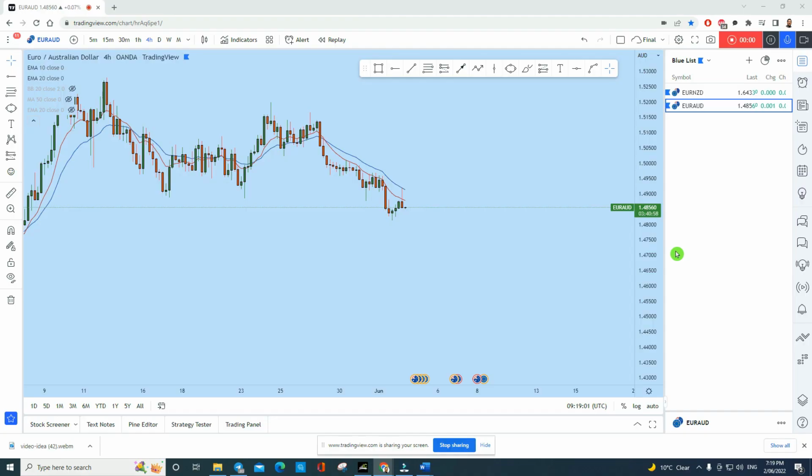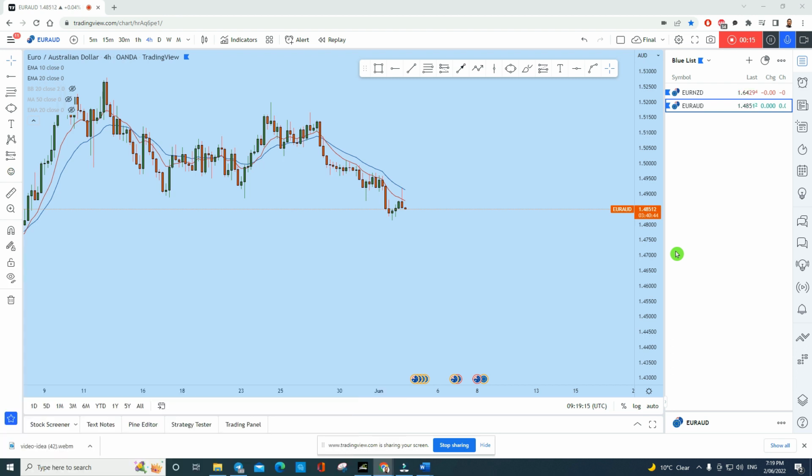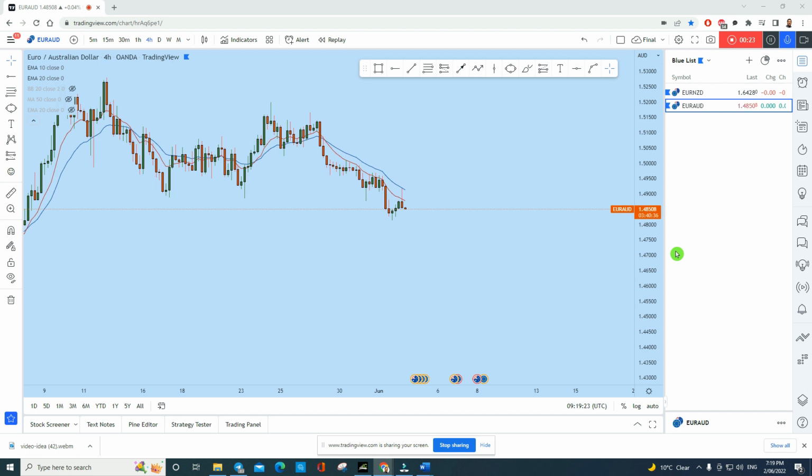What's up, traders? So let's do a complete multi-time frame analysis of Euro AUD and Euro NZD. What you see on the screen is the 4 hour time frame, and we see a significant trading opportunity in both of these instruments. Now, before we discuss what it is, let's do a complete multi-time frame analysis, and then we will come back to this time frame to see how we can trade this instrument.